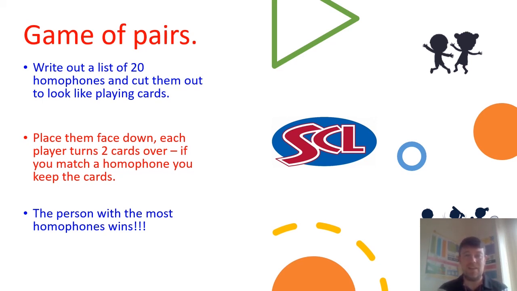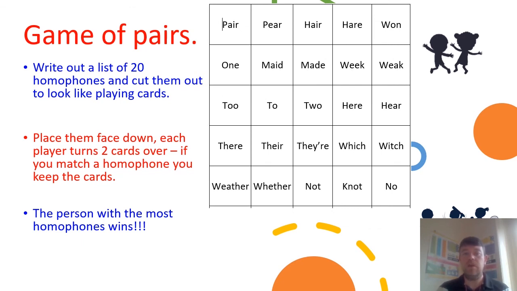So, for example, on your piece of paper, split it up into squares. So I've said a list of 20, and just write different homophones on each square. You do not have to use these words. This is just an example. Use the words that we've used in today's session, or you can think of your own. It does not have to be like this.